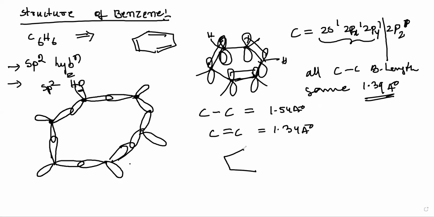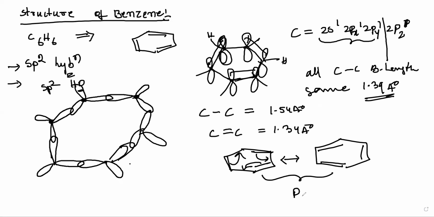Why are the bond lengths the same? Because in the benzene molecule, resonance structures are possible. This is a pi bond and a pi bond. This bond is moving to this side, this bond is moving to this side, this bond is moving to this side. Observe the meaning of this. These two are resonance structures. Due to resonance structures only, all bond lengths become equal. That's why the bond length is 1.39 angstroms.